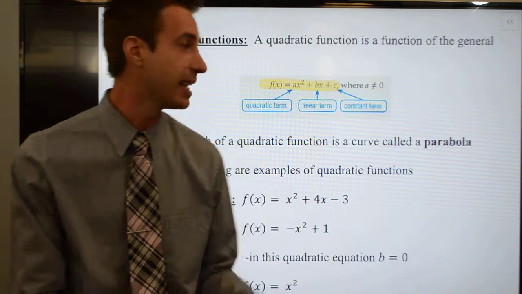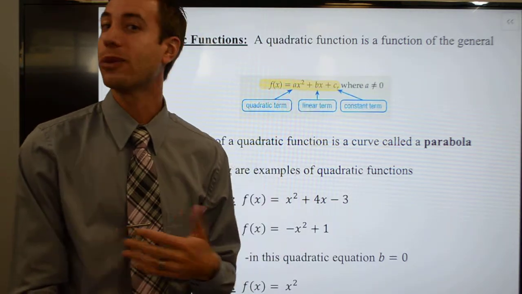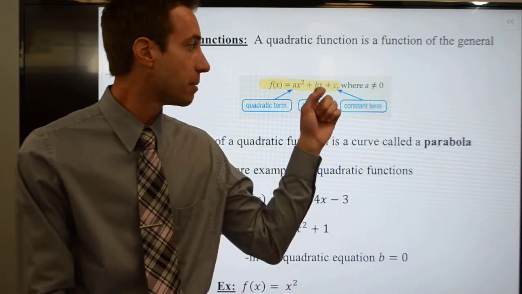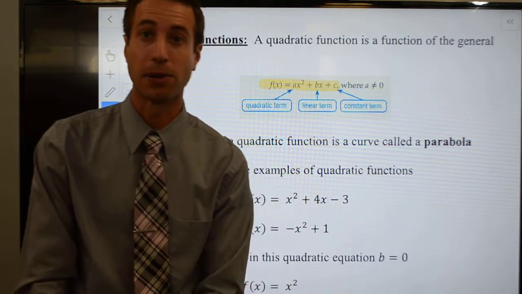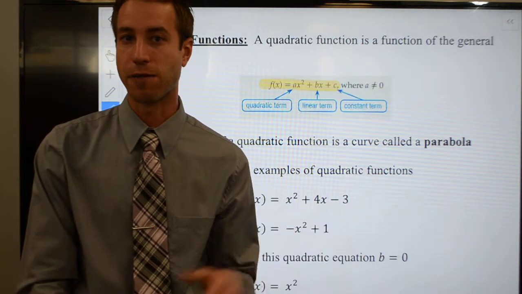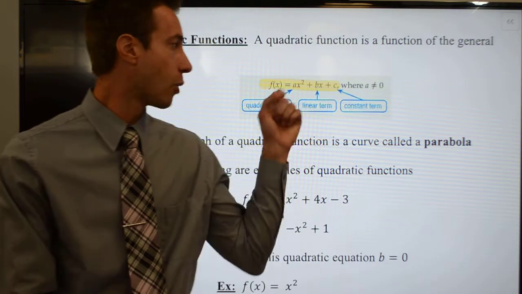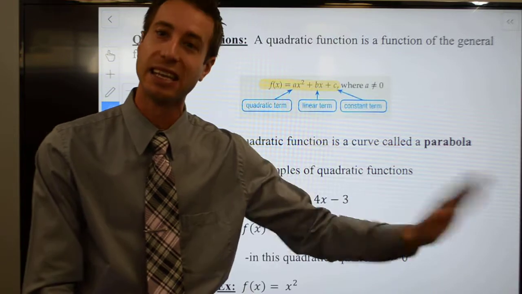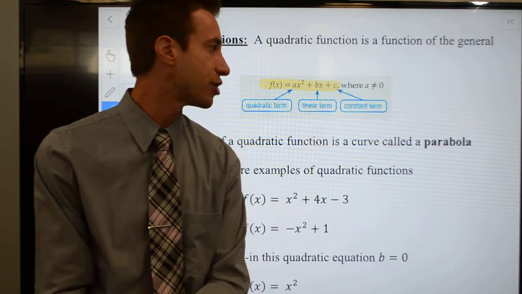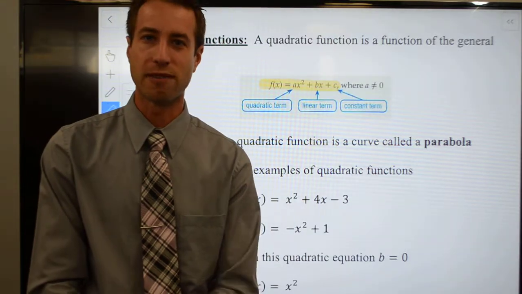If we did, the x squared term would drop out, and we'd just be left with a linear function, the bx plus c, which is y equals mx plus b. It's just a straight line function when that leading coefficient is a 0 and the x squared term drops out. But we've already done linear functions. We did that in the previous chapters, so a will never be 0.